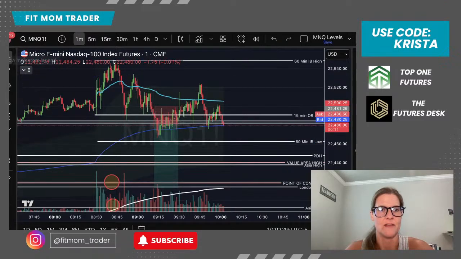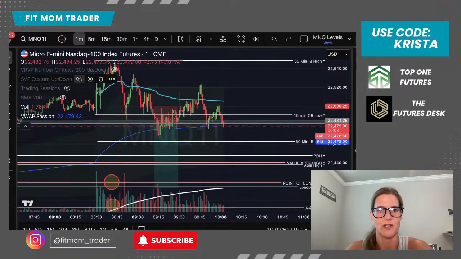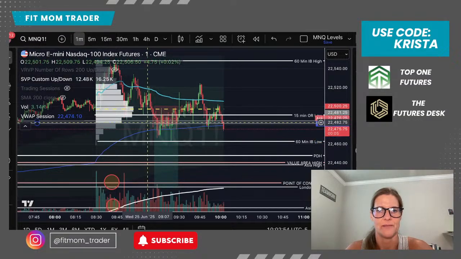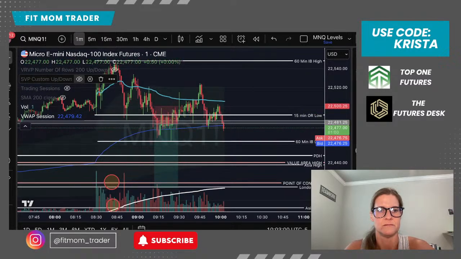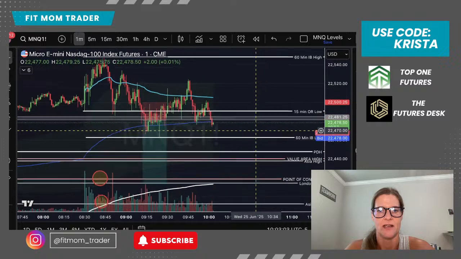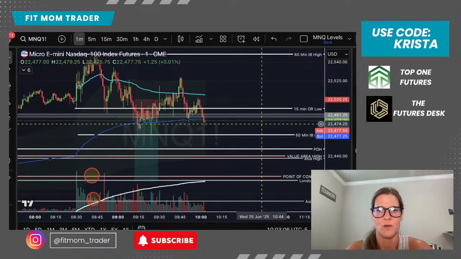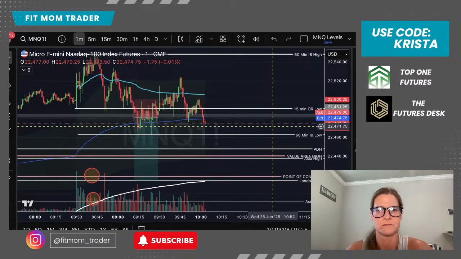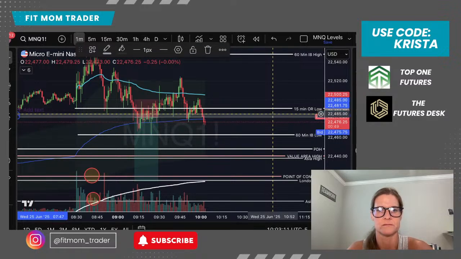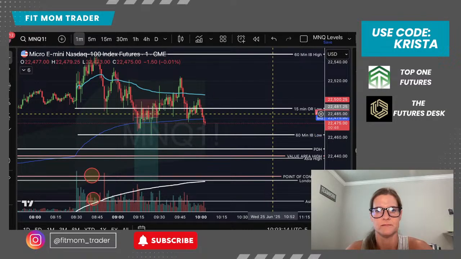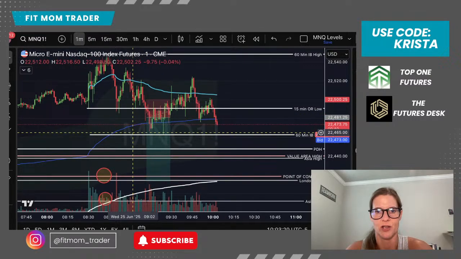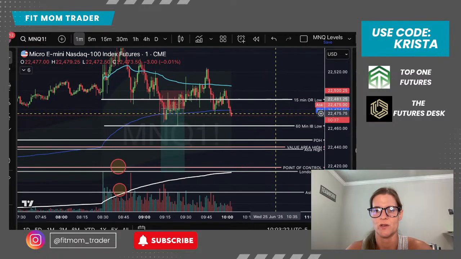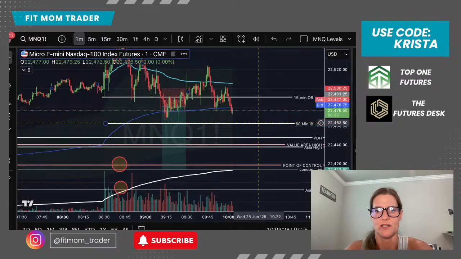I'm guessing if I turn on the session volume profile, we're probably chopping around the point of control. Yeah, point of control is in that general area. Starting to get back down towards overnight VWAP. But just like last time where it kind of faked out below and then closed back up above, I don't want to be quick to short off of this, especially since we're coming right down to initial balance low.